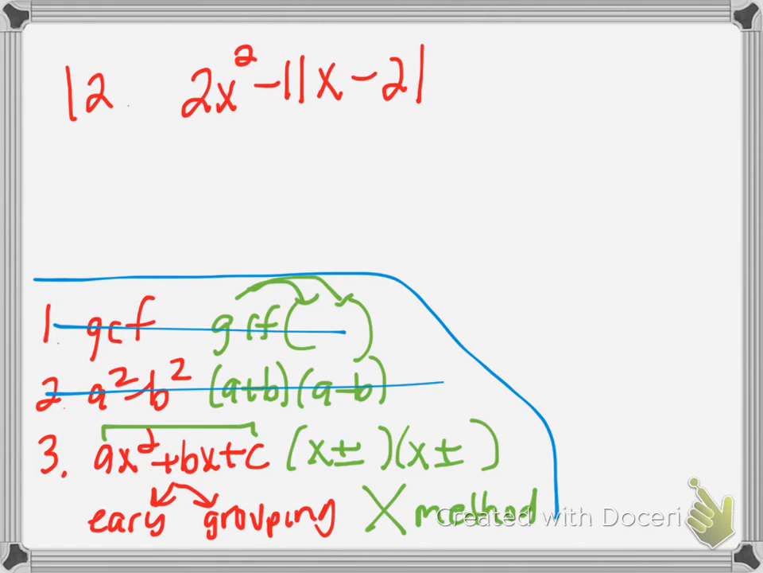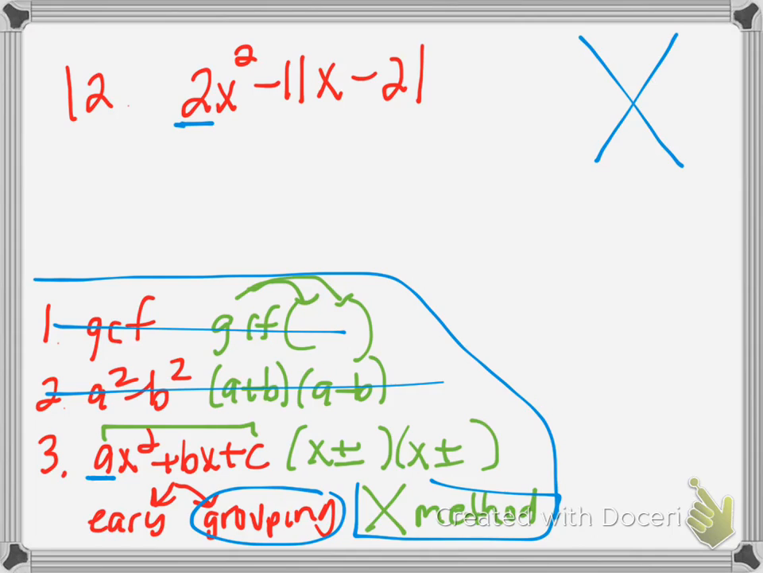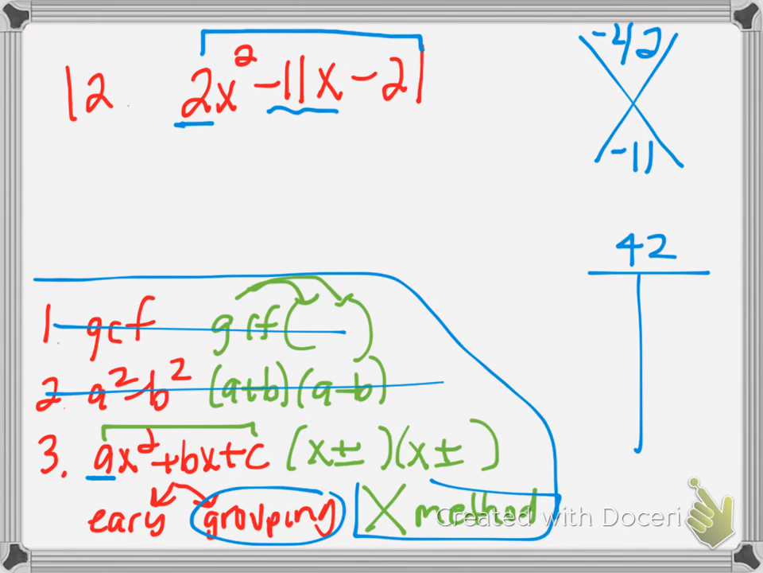And between easy and grouping, we're going to be doing grouping because A, the number in front of the x squared, is not a 1 this time, it's a 2. So this is the x method where you make an x and you say what multiplies to the product of a times c, 2 times 21, which is negative 42, sorry, and then combines to the middle number here, negative 11. So if you're stuck, go ahead and make a factor list of 42.